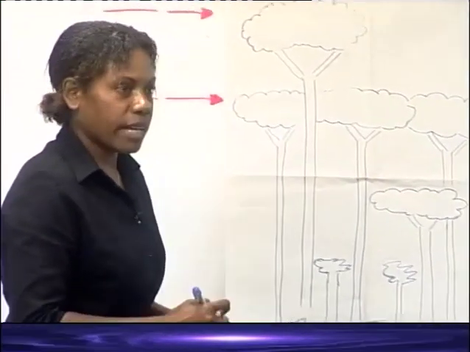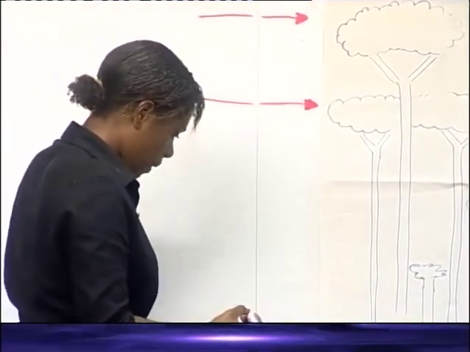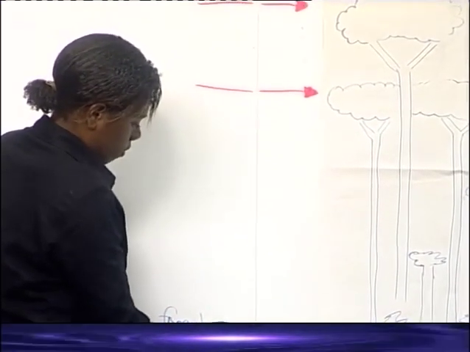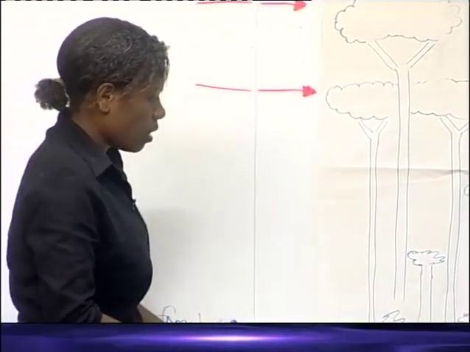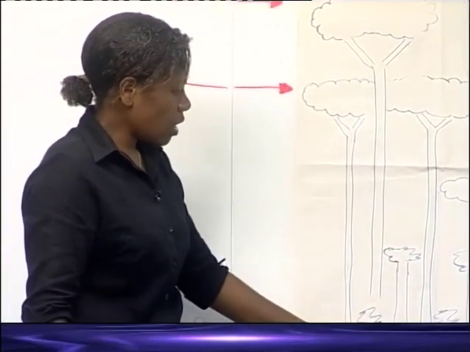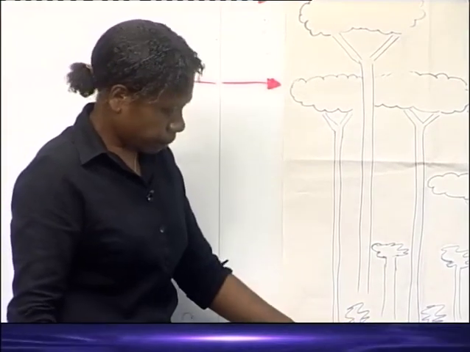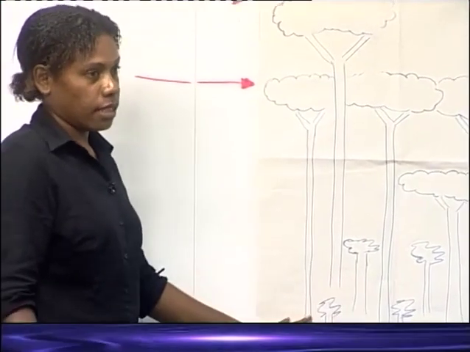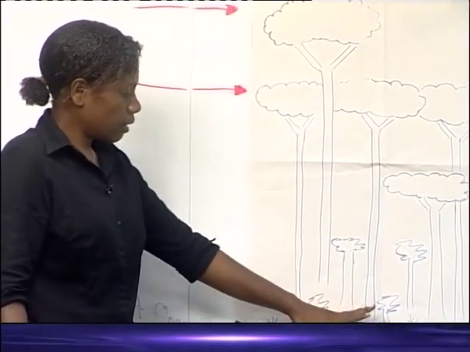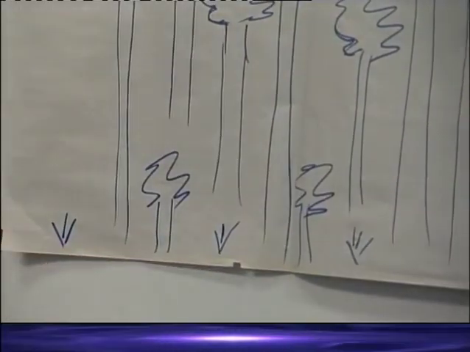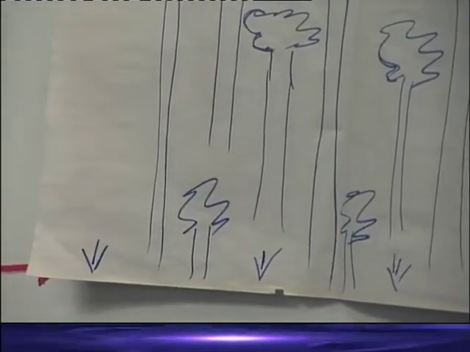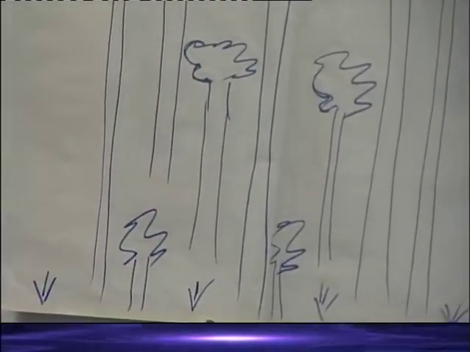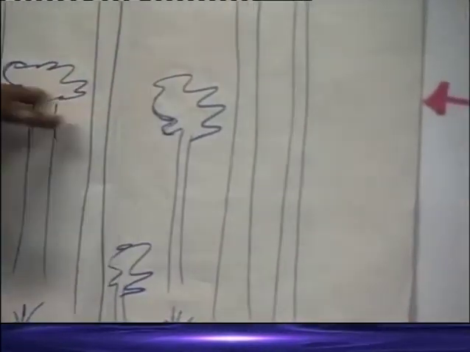All right, at the bottom we have the forest floor, okay? This is where the dead leaves are, all right? It is damp on the forest floor, and not much sunlight comes to it. Okay, the next arrow, what do we have here?